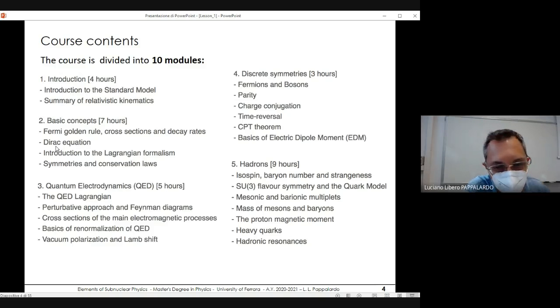And then we will start a quite long chapter about hadrons. So here we will discuss quite in depth the properties of hadrons, the classification of hadrons, so mesons, baryons, the multiplets, the theoretical framework to understand these multiplets, so the SU(3) flavor symmetry and the quark model. And then we will also move on to the heavy quarks and the heavy hadrons and resonances.